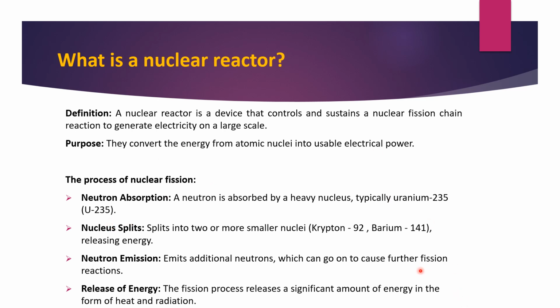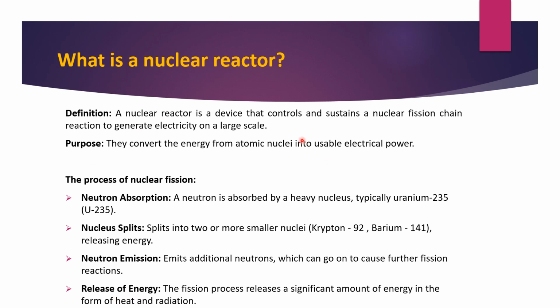is neutron. So that neutron is causing another fission operation, and that fission operation will give out additional neutrons, and these neutrons will cause another fission reaction. So yes, you're getting why this is called a chain reaction. And the release of energy: along with these neutrons, it is also giving out energy in the form of heat and radiation.